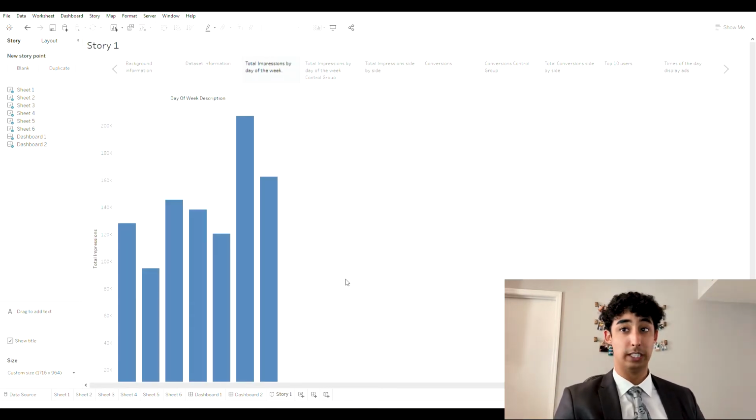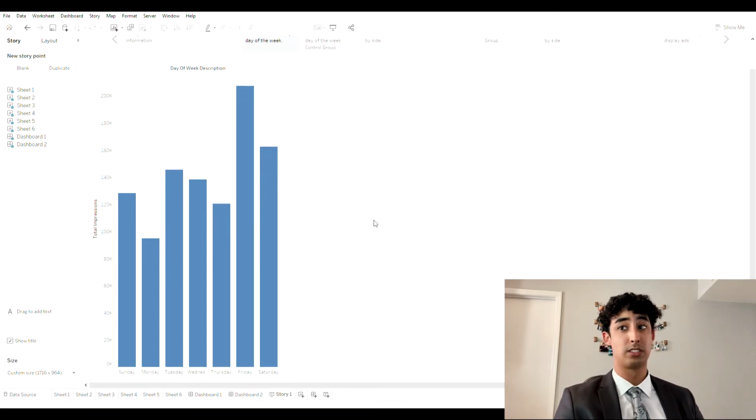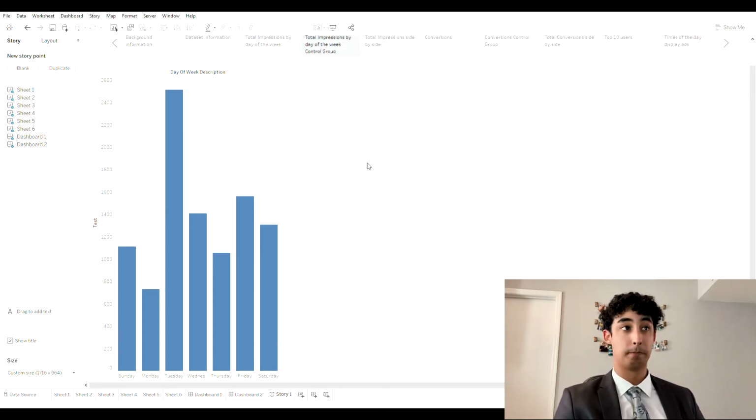Here's our first sheet. It shows the days of the week and the total impressions the advertisement had for each day during the campaign. As we see, Friday seems to be the most popular day for impressions with a total of 200,000. Second best would be Saturday, 162,000.